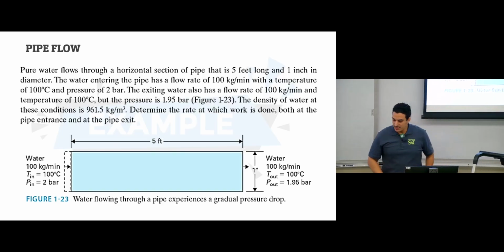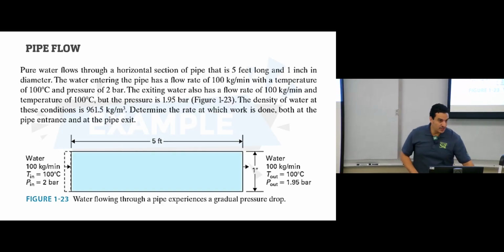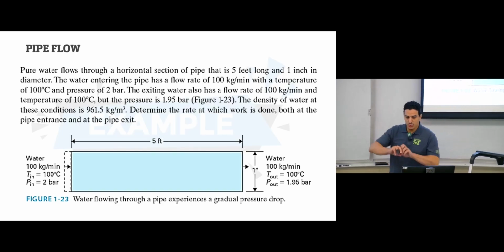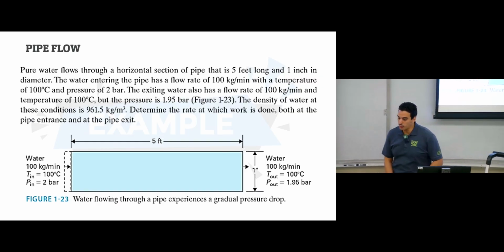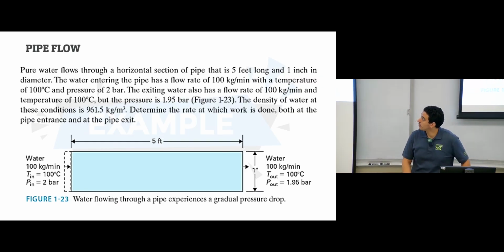This is the example that we didn't solve in the previous lecture, so we can start with it today. So we have pure water. This pure water flows through a horizontal section of a pipe. The length of this pipe is 5 feet and 1 inch in diameter. So now we have length in feet, length in inch. So if we need to use these dimensions, we need to convert the units because these units don't match.